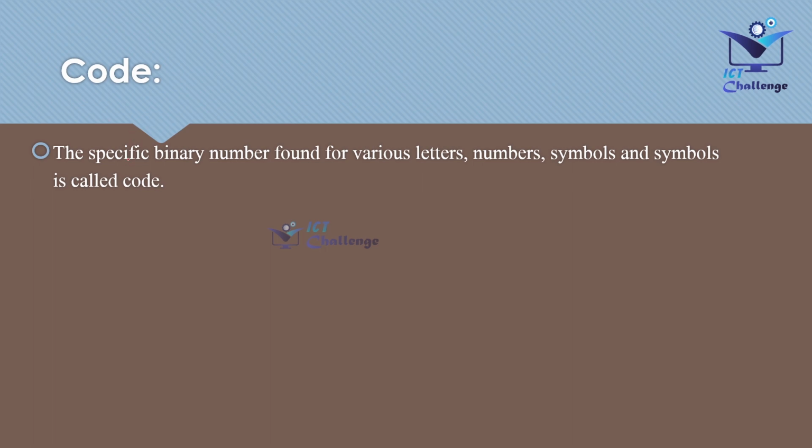what is code? Actually, the code is a specific number for any kind of letter, number, symbol, or any kind of object. That means code actually defines the identity of an object. Okay, I repeat, code actually defines the identity of any kind of object.